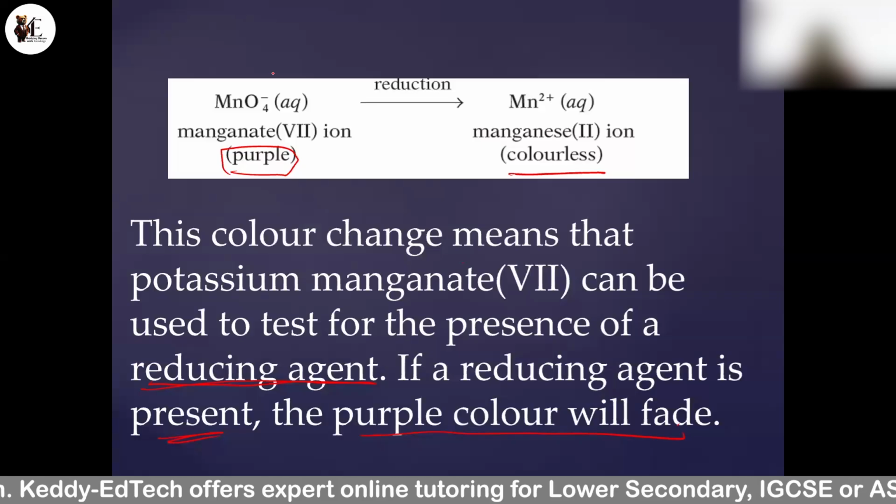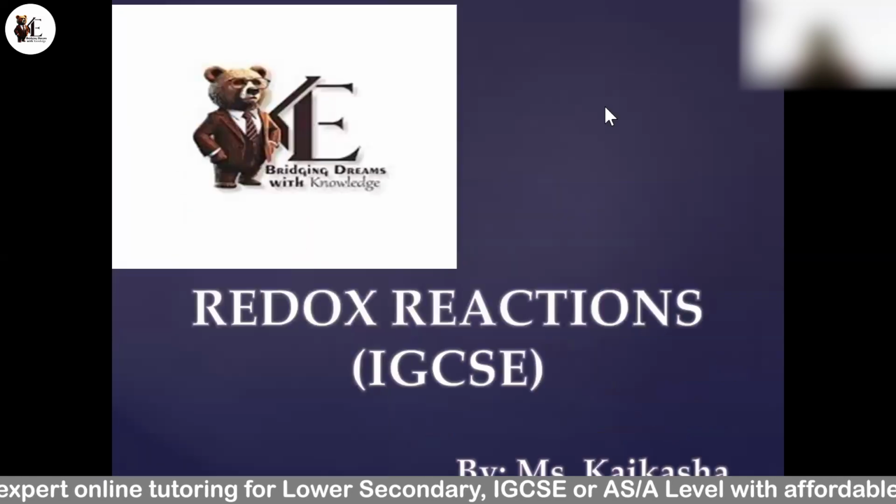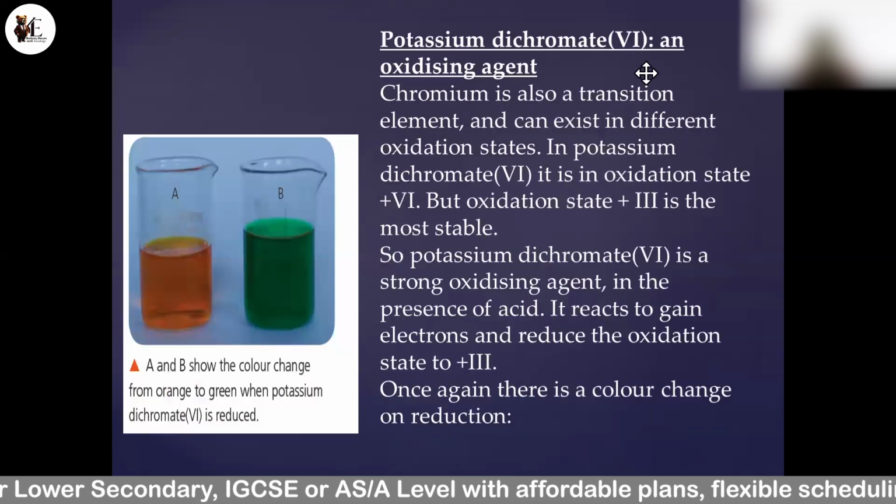Okay, so let's end the session here. In the next class, we are going to learn the next reaction, that is potassium dichromate, which we use in the lab.